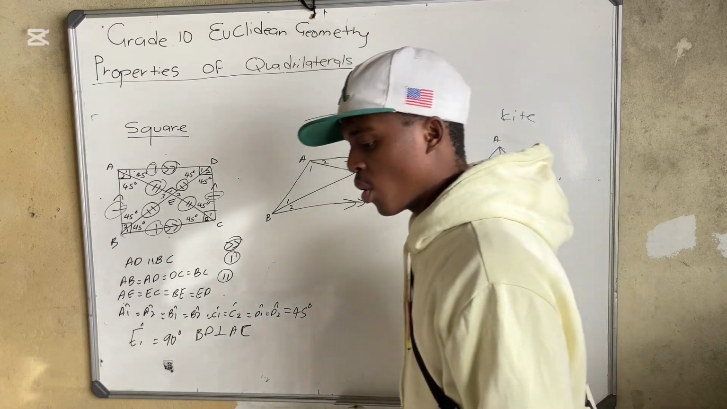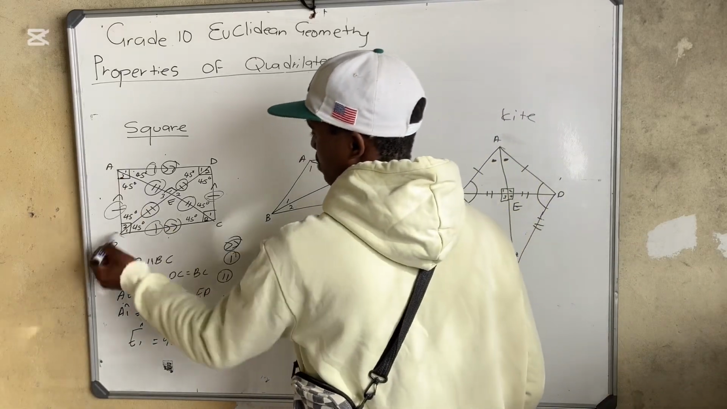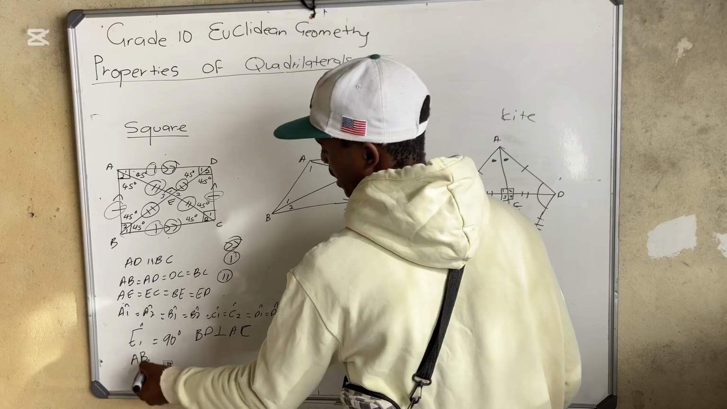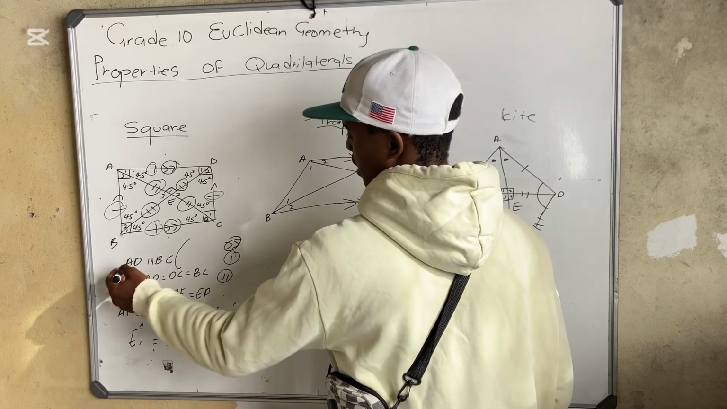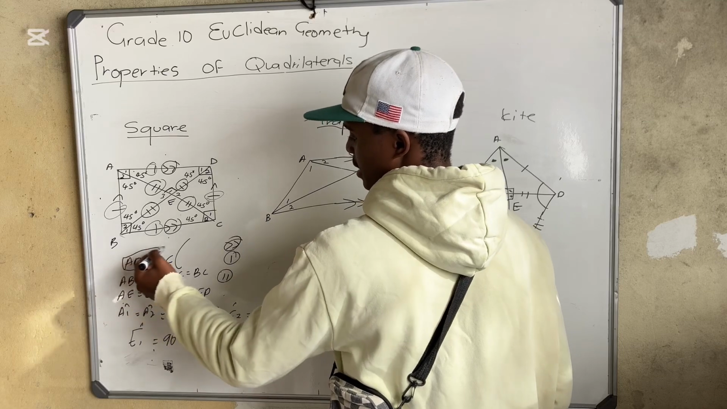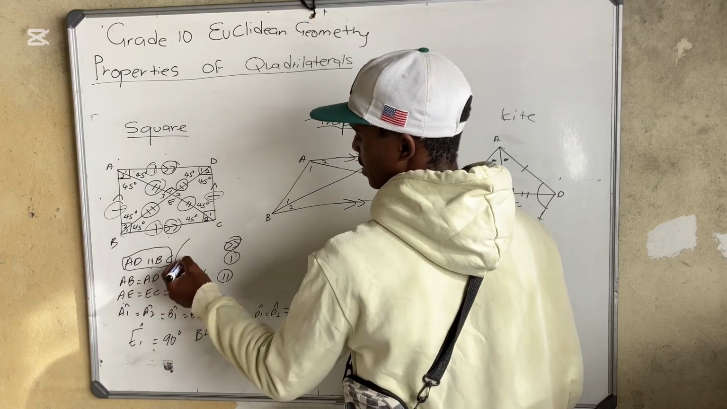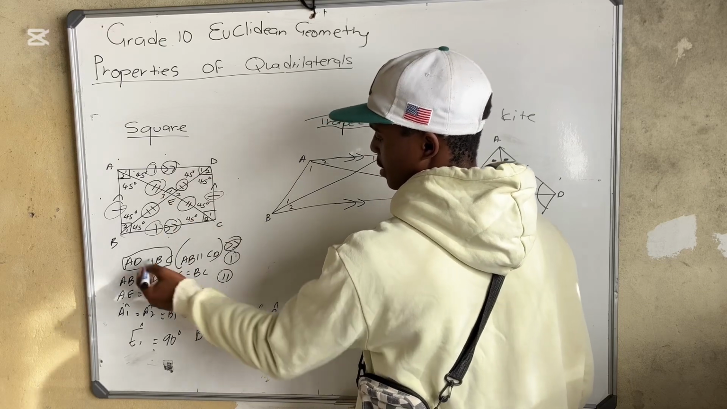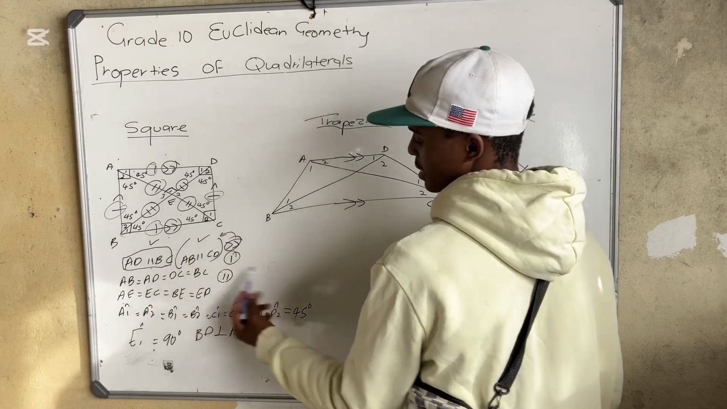I think that's all for now. Let's add this one. AB is also parallel to... Actually, I was supposed to write it here. AD is parallel to BC, and also AB is parallel to CD. These two, their answers, they're indicated by these things.